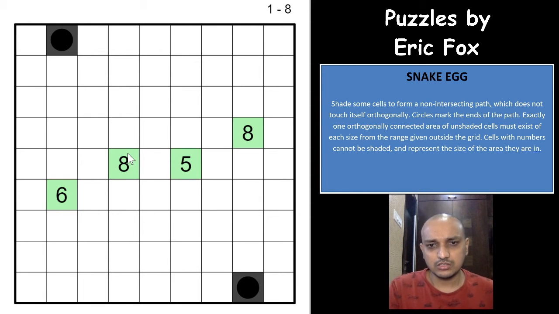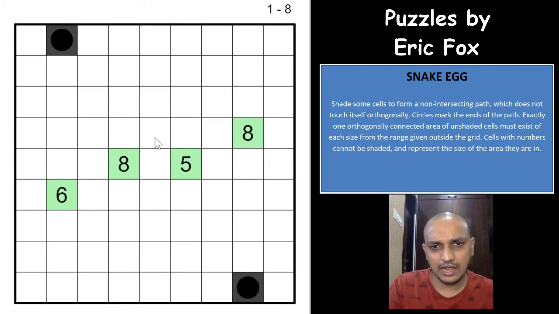Of course the two different unshaded areas cannot touch each other because there has to be a snake, a path of the snake, between them, right? So which means that there is only one way that 8 can happen. There is only one way. So you cannot have any other way where the 8 touches.